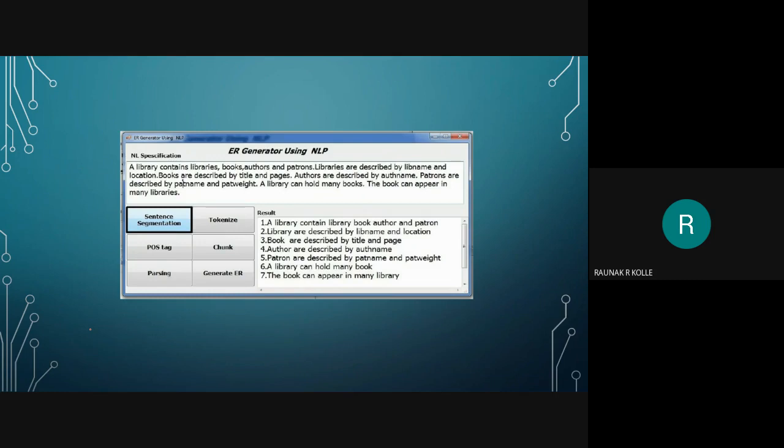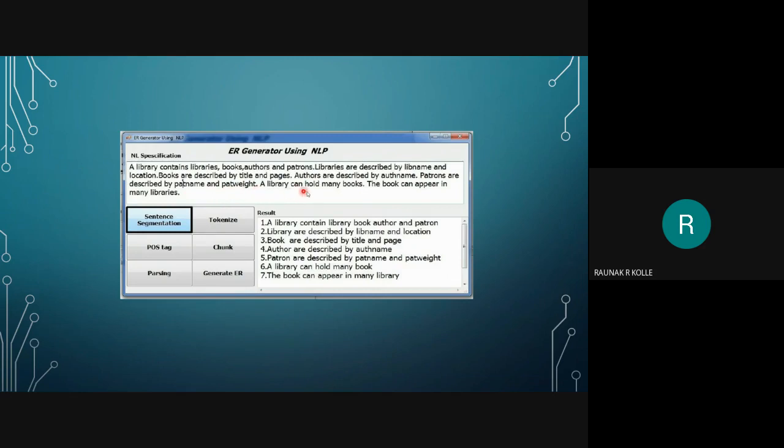The ER generator or the accelerator here is shown where the sentence is segmented and the paragraph is broken down into 7 sentences. A library contains libraries, books, authors, patrons. Libraries are described by lib name and location. Books are described by the title and pages. Authors are described by author names. Patrons are described by the patron names and pat weight.